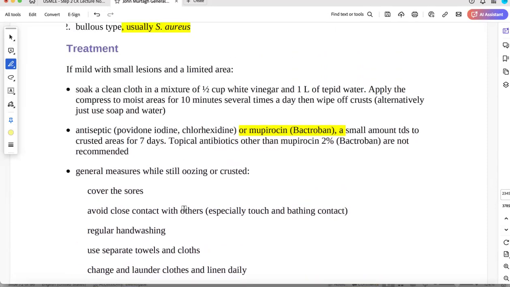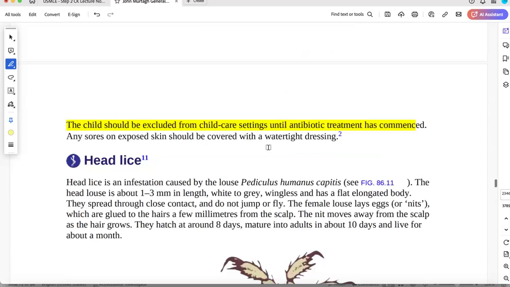So what if it's just one spot? For one spot, they can use an antiseptic ointment, which is Bactroban. So that's for one spot on the leg. Then you would just give the patient this topical antibiotic. But if there are multiple sores, then the treatment of choice will be an oral antibiotic. The child should be excluded from child care until the antibiotic has been started. So once you start the antibiotic, the child can go back to school.